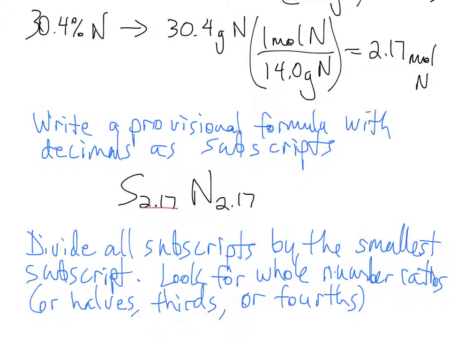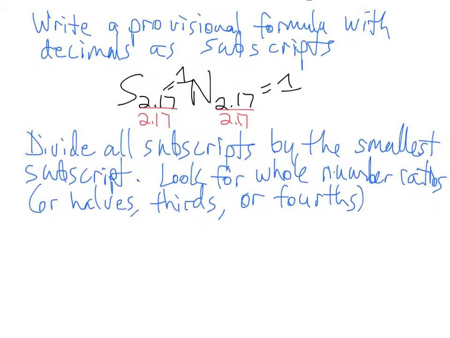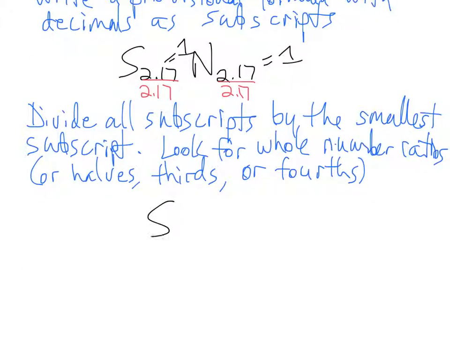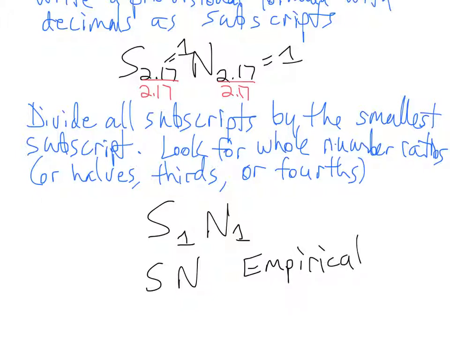So, okay, the smallest subscript, well, it's a tie for smallest place in this one. Divide 2.17 by 2.17 and you get 1. So S1N1 would be your empirical formula. Usually you just write that as SN without the subscripts 1. Okay, so this is your empirical formula. That's half the problem.